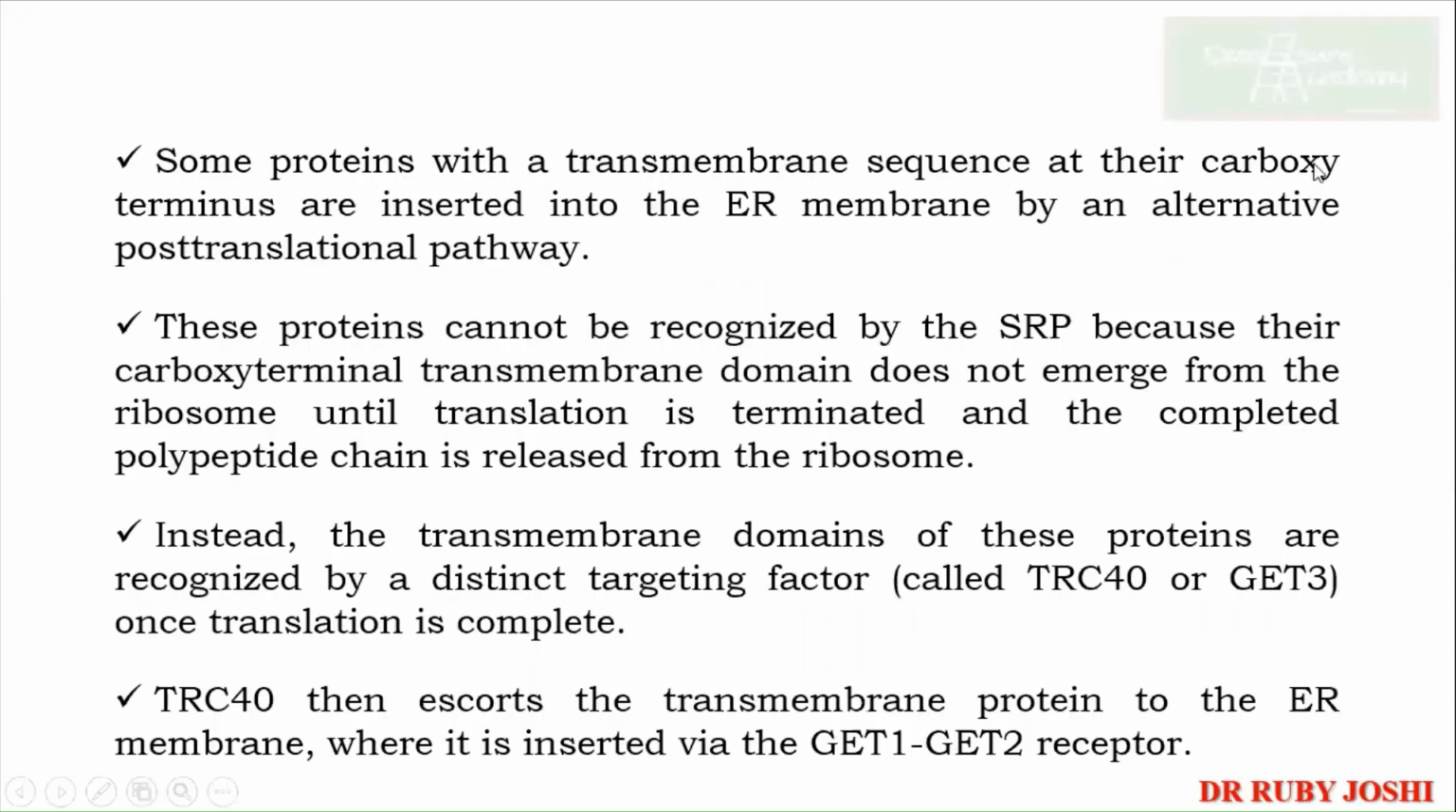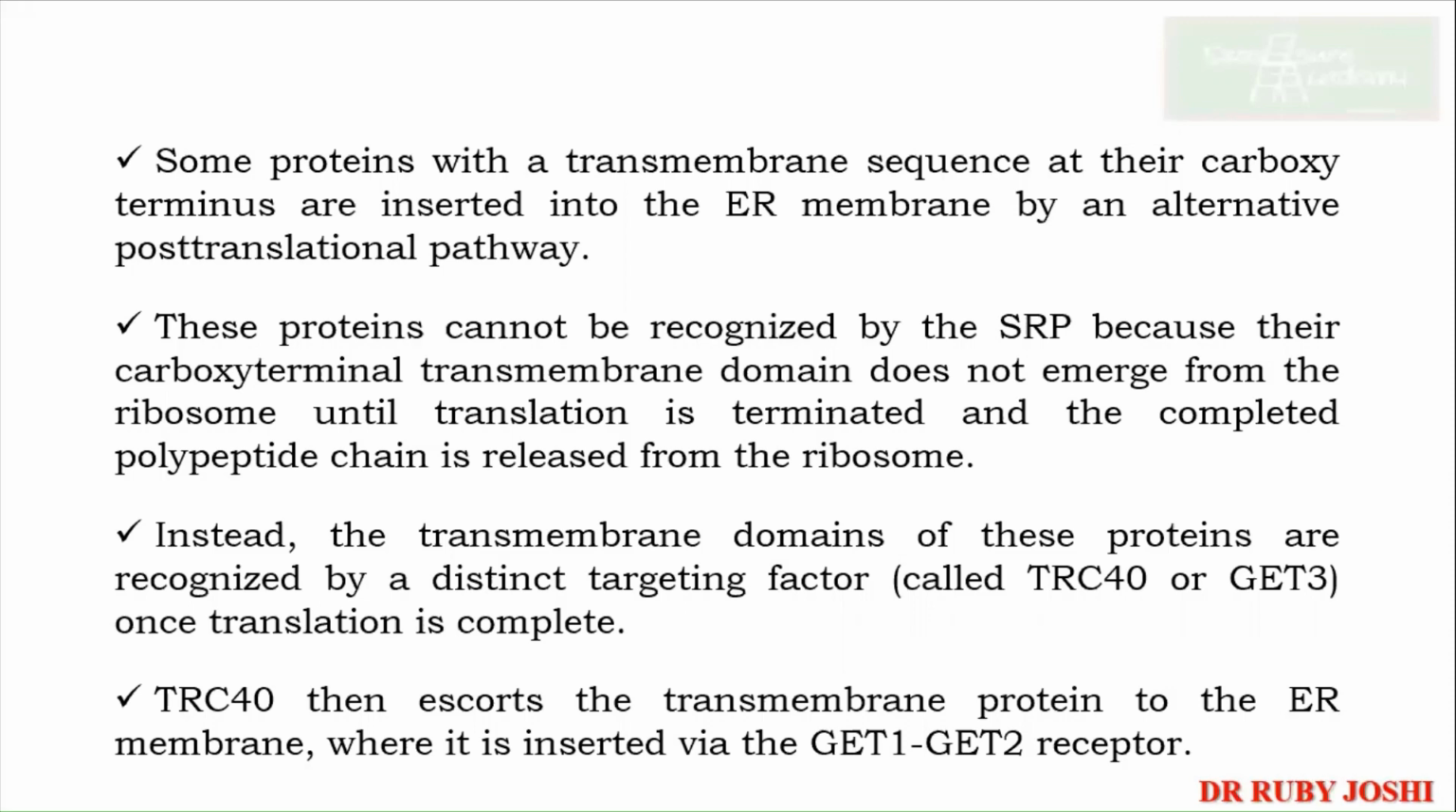Yeah. So there are certain proteins with a transmembrane sequence at the C terminus. They are inserted into the ER membrane by an alternative pathway. Now there is another pathway, the post-translation pathway. Now what are post-translation proteins? This was about the co-translation. Did you get the difference? In co-translation, what was it? Already the proteins are getting translated and together with the translation, it is going for the translocation. Okay. Now we have got other proteins which help in the post-translation pathway.